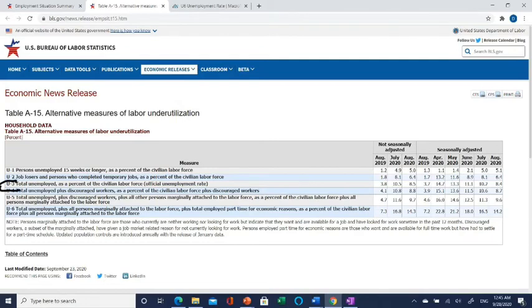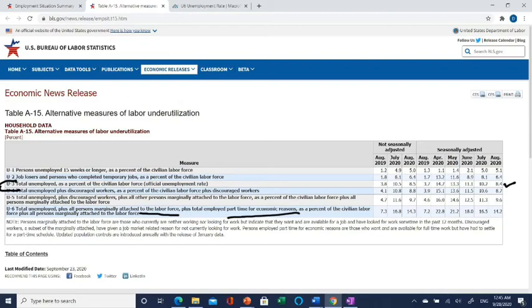That is U3, total unemployed as a percent of the civilian labor force. This is the official unemployment rate. But again, if we count all these people who are attached to the labor force, and also those people who are employed part-time for economic reasons, then the unemployment rate will be much higher. For example, the current official unemployment rate is 8.4%.